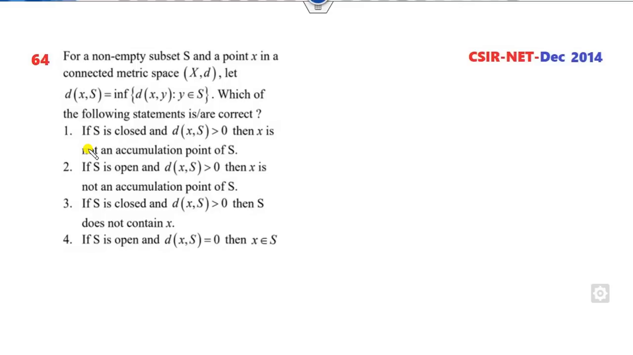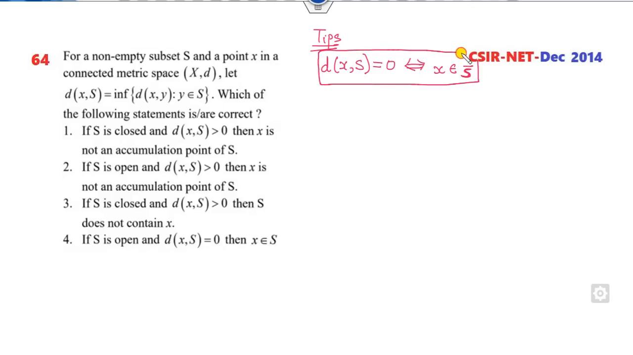Okay, look at this another one. Now you can see nothing is given to you in terms of numerical information. It means you have to use the standard result. So what is the standard result? That's very simple. Whenever the distance is 0, if and only if x belongs to the closure of this S. That's a simple tip for you.